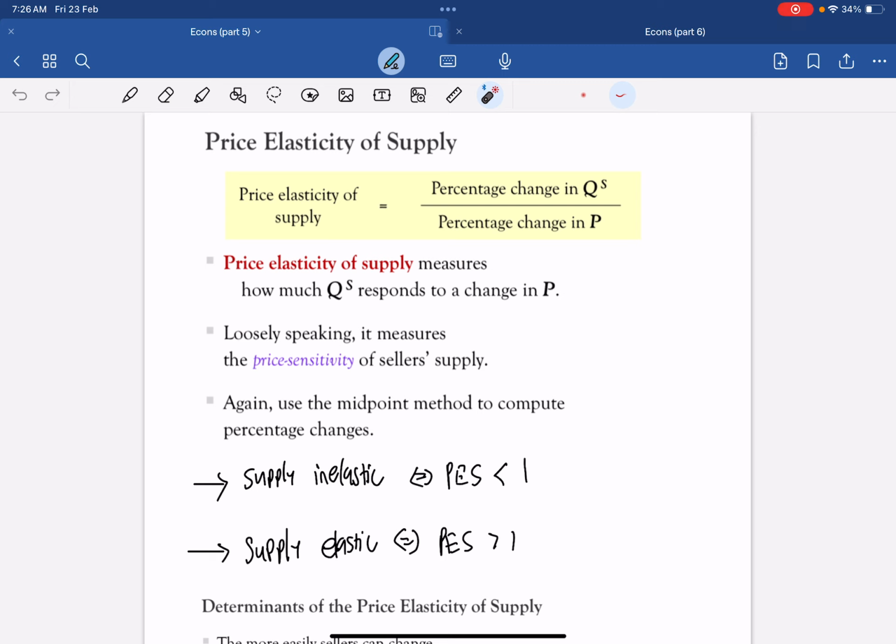Lastly, we will just look briefly at the factors that affect the price elasticity of supply, which again is defined to be the percentage change in quantity supplied over the percentage change in price. And it measures how sensitive your suppliers or producers are when there's a change in the price. You will again use the midpoint method, and for supply inelastic, the PES will be less than 1, and for supply elastic, the PES is larger than 1. So you can see how this is awfully similar to what we did for price elasticity of demand, so we wouldn't need to go through that again.